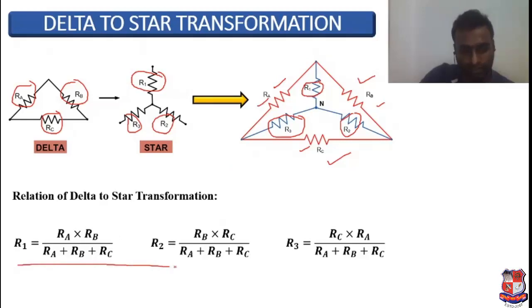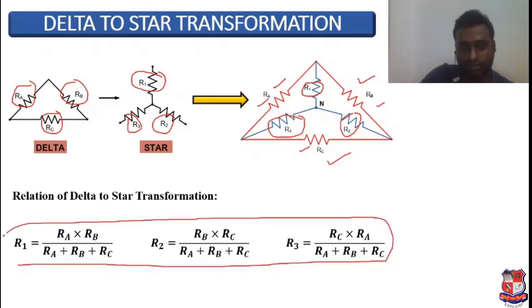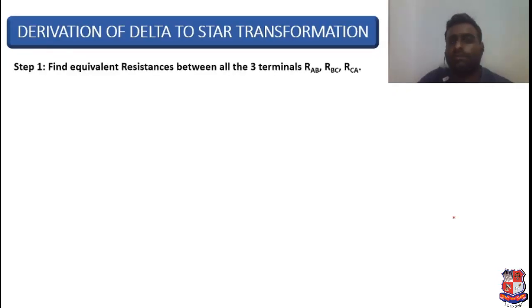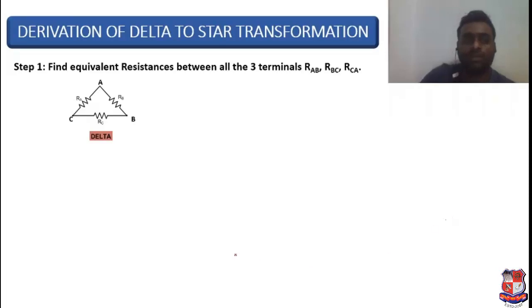So we will find these three results. How will we achieve these results? This is to be understood, how this answer has come. Okay, so let us go for the derivation part of delta to star transformation. So step 1 is to find the equivalent resistance between all the three terminals, RAB, RBC and RCA. Okay, so we have this delta connected circuit. Over here this is A, this is B and this is the C terminal. So find the equivalent between A terminal and B terminal, then go for B terminal and C terminal, and then go for C terminal and A terminal.